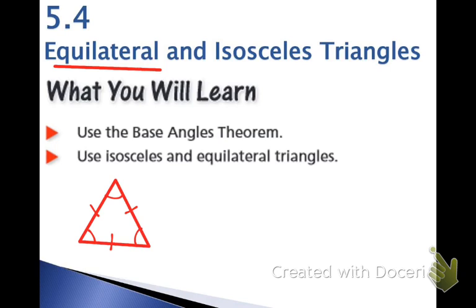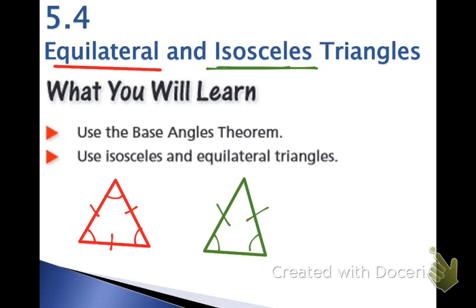Can someone raise their hand and tell me what isosceles is? Go ahead, Sam. A triangle with 2 congruent sides. A triangle with 2 congruent sides. So if we have 2 congruent sides, we have 2 congruent angles. So what you're going to learn in this class is we're going to be given numbers of sides and angles, and we're going to solve things based on that. The isosceles is what we're going to be talking about first.